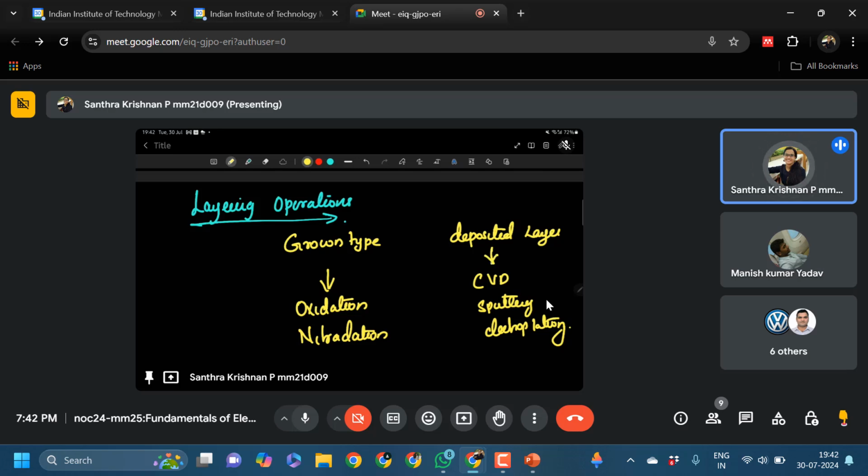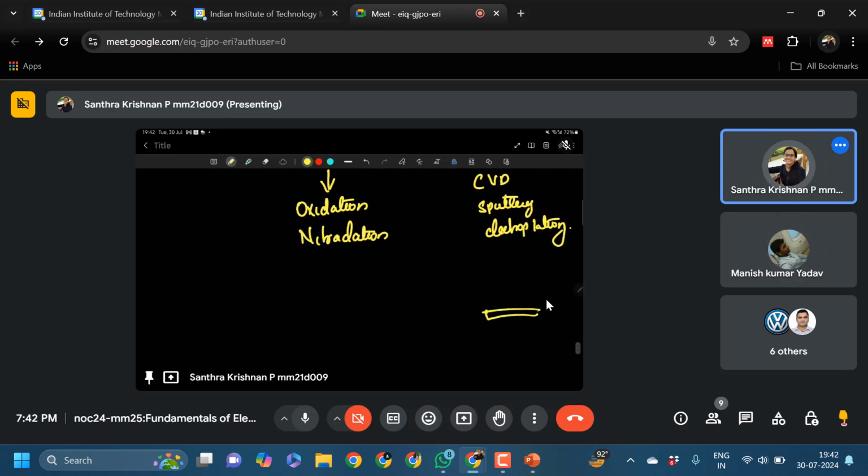So the difference, do you know? In case of grown layer, what we do is that an oxide layer or nitride layer will be grown on top. But in case of deposited layer, an external material will be deposited either by sputtering or chemical vapor deposition. Chemical vapor deposition means that our wafer will be here and whatever material you want will be at another part of the chamber, and it will be first vaporized and then chemically deposited on top.